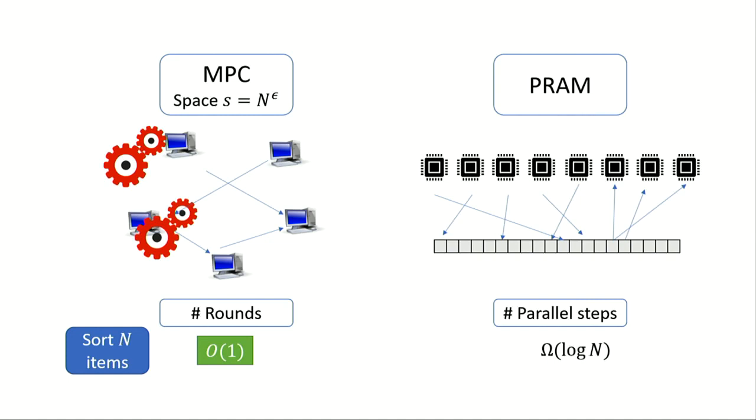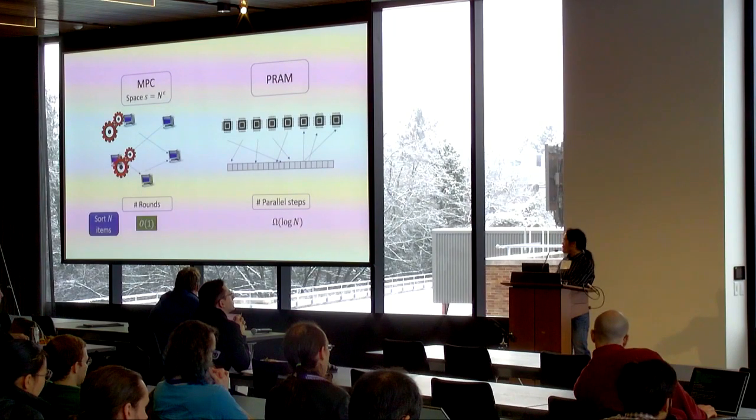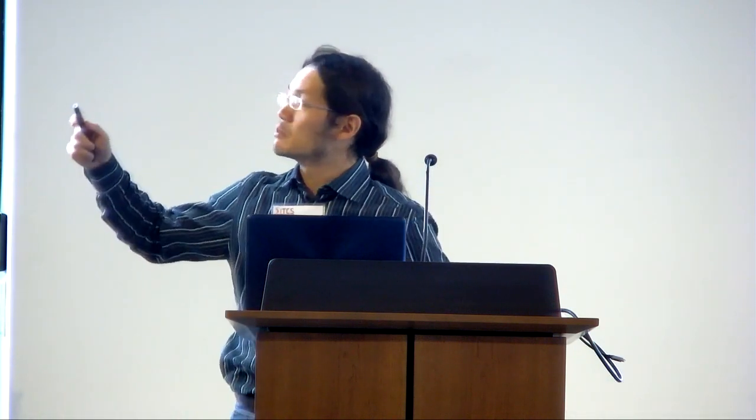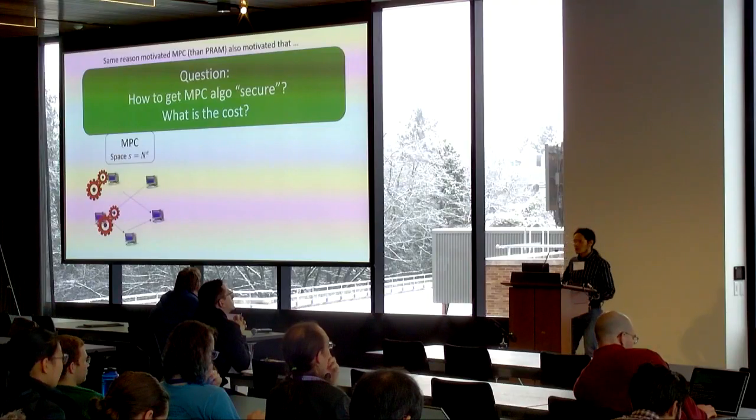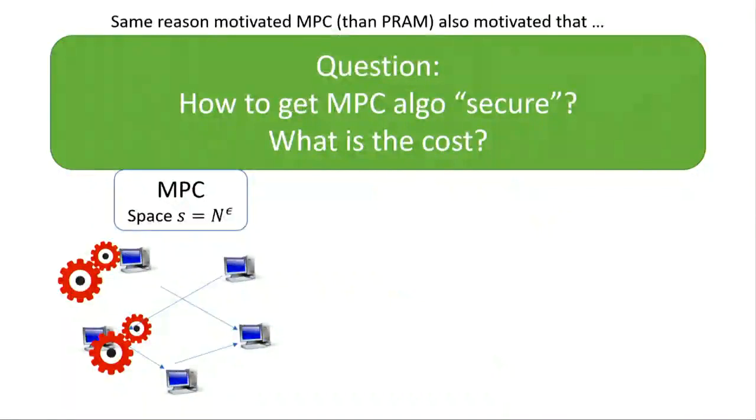This is one of the reasons people work in MPC. And in this work, we are saying if there is a good reason to work in MPC, then by the same reason, we should also consider the security in the MPC model rather than the RAM model. So this is the main question in this work. We want to know how to make an algorithm in the MPC model secure and what will be the cost. Like my previous slide showed, many MPC algorithms consume only constant rounds, so we don't want the cost to be too much in the number of rounds.